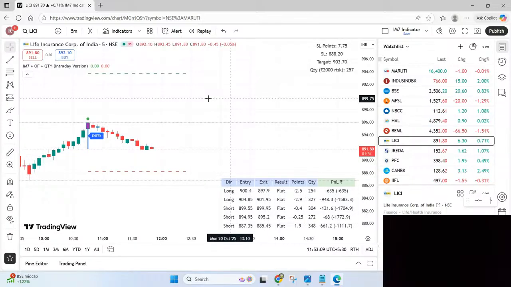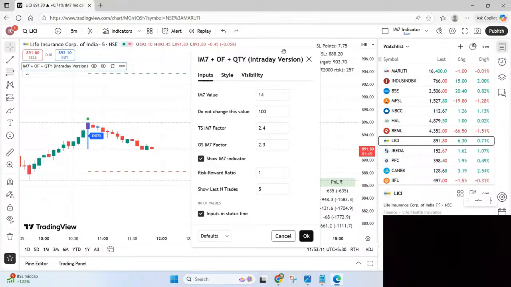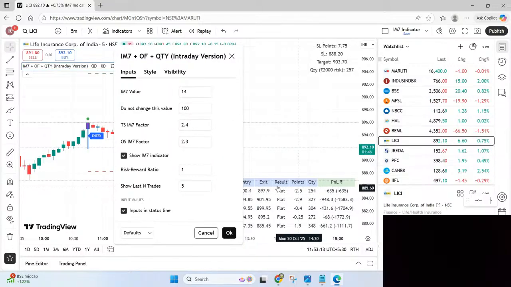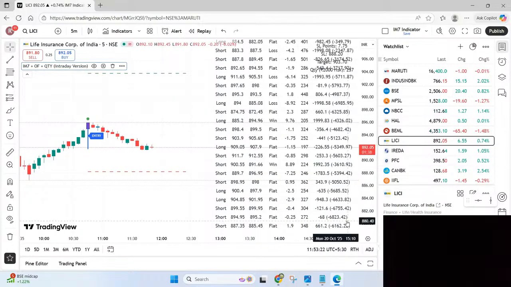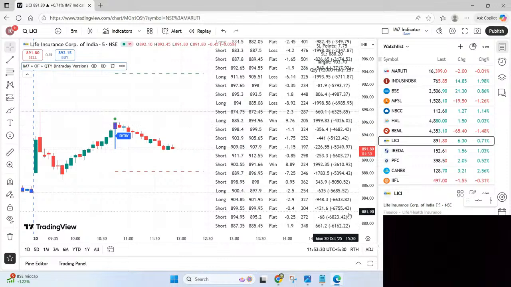But this is what I'm seeing currently for the last 5 trades. If I see the last 30 trades, the result is negative, like minus 6,000. So it clearly tells us this strategy also has drawdown. This strategy can also give negative returns, definitely. But there is a way to escape that.